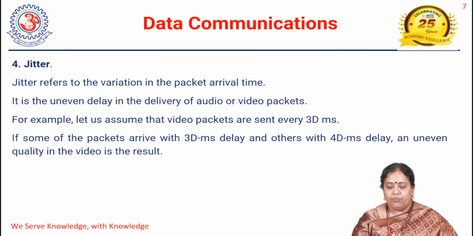For example, one video packet is sent every 30 milliseconds. The first packet arrives with a 3 millisecond delay. Next is a 4 millisecond delay. That means that is an uneven delay. That should not be present in data communication. What we say is, jitter refers to the variation in the packet arrival time.